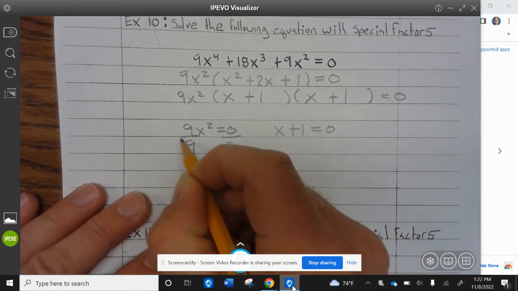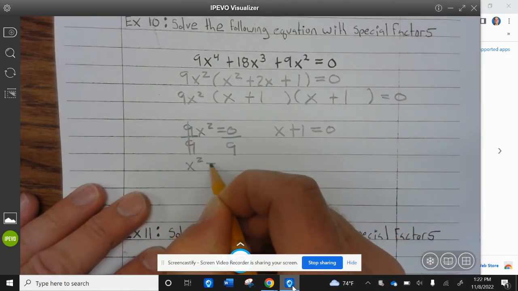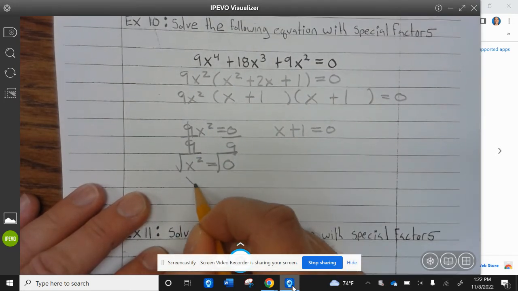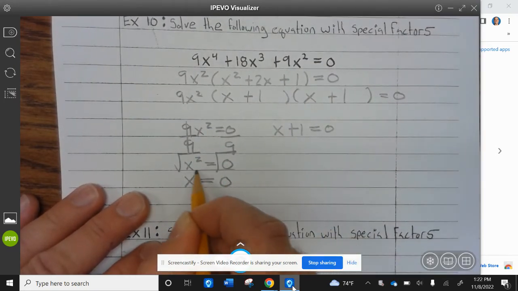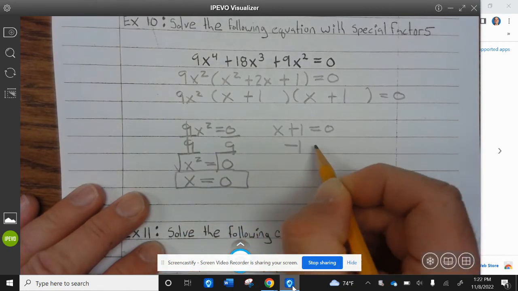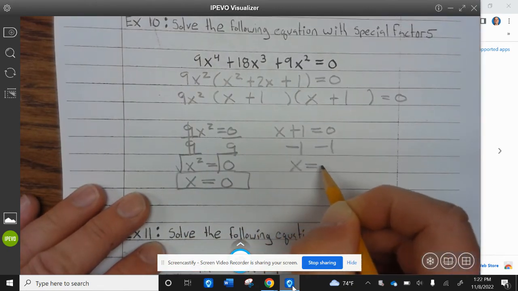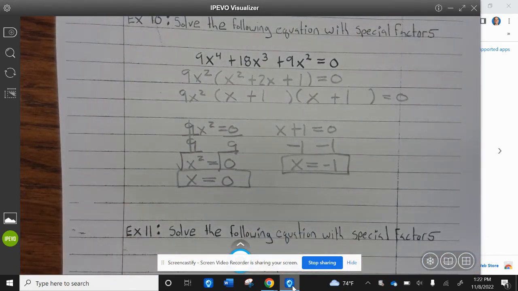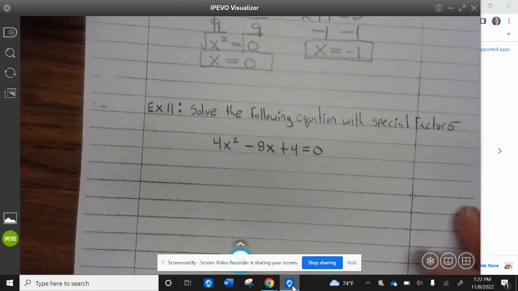Divide by 9. X squared equal to 0. Take the square root of both sides. X equals 0. Here, subtract 1 from both sides. X equals negative 1. All right, go and finish up example 10.